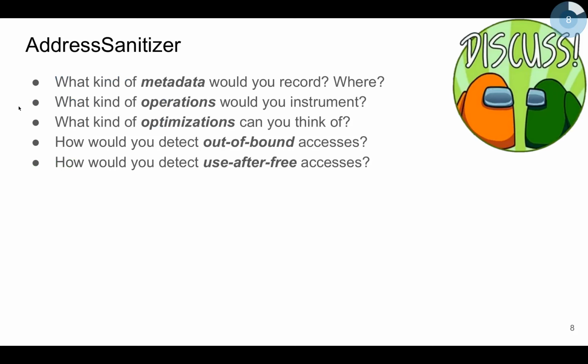So, what metadata would we record there? What kind of operations would we instrument? What kind of optimizations can we think of? How would you detect out-of-bound accesses? And how would you detect use after free accesses? We've already talked quite a bit about metadata operations and so on. I would like to know how you would implement the red zones and how you would detect these out-of-bound accesses and use after frees. So how would you implement these kinds of checks? Any ideas?